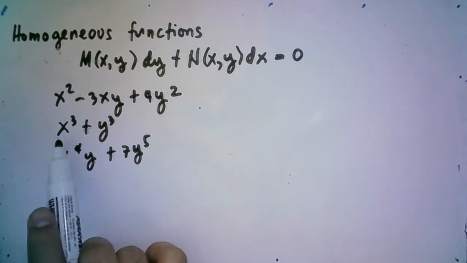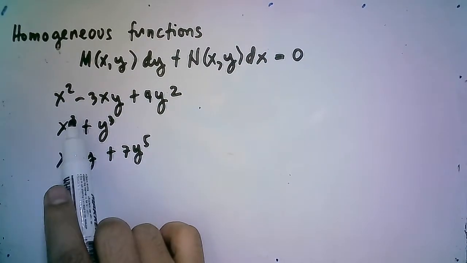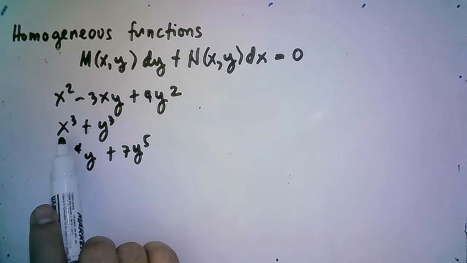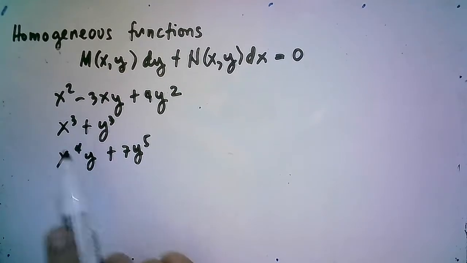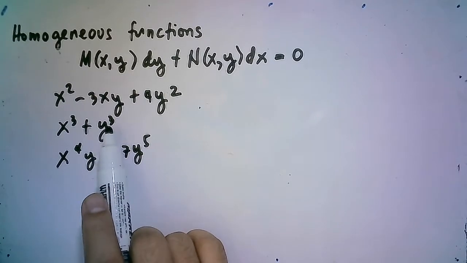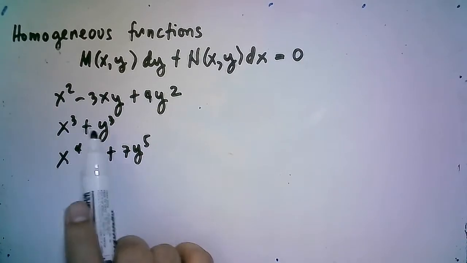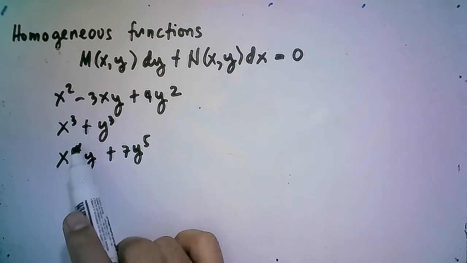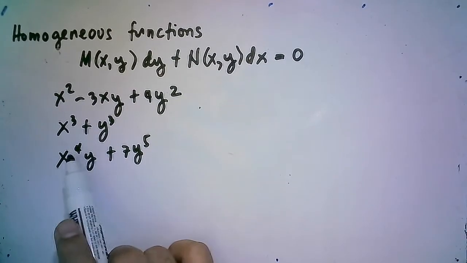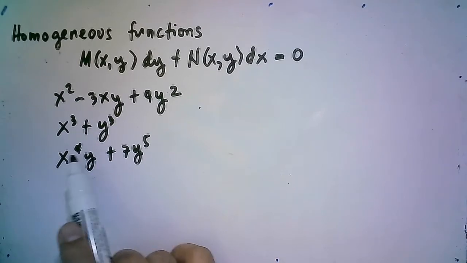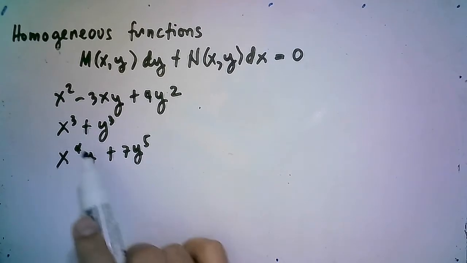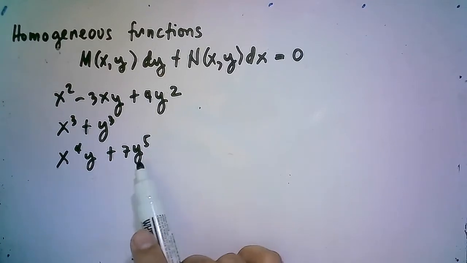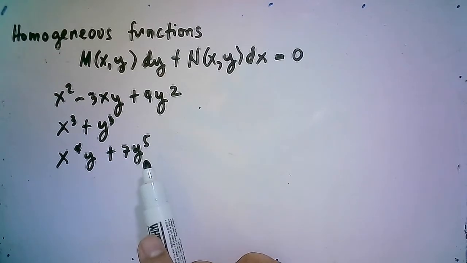For this example, we have here x raised to 3, y raised to 3. So the degree of x is 3. The degree of this term is also 3. So they have the same degree. For this case, you have here x to the fourth, y raised to 1. So if you add the exponent, that becomes 5. Therefore, the degree here is 5. For this term, the degree is also 5.